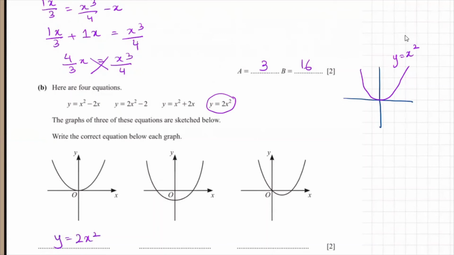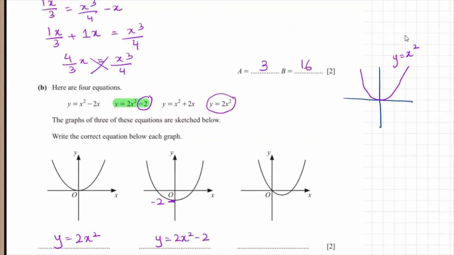The second graph looks similar to this one. Now check your equations. Where is a 2x squared? A 2x squared is also over here. Now let me just check it again. I have a minus 2 over here. Do I have a minus 2 over here? Yes, I do. This is the minus 2, which is the y-intercept over here. So the second graph is y equals 2x squared minus 2.